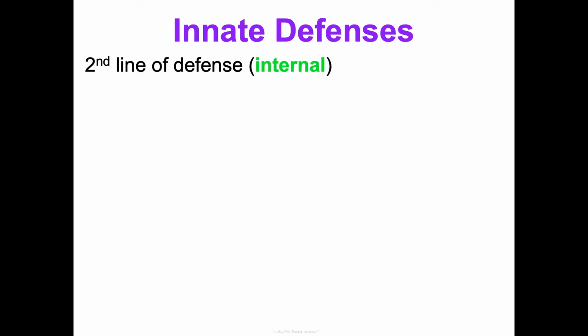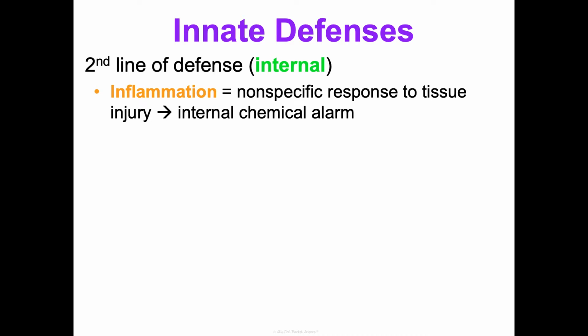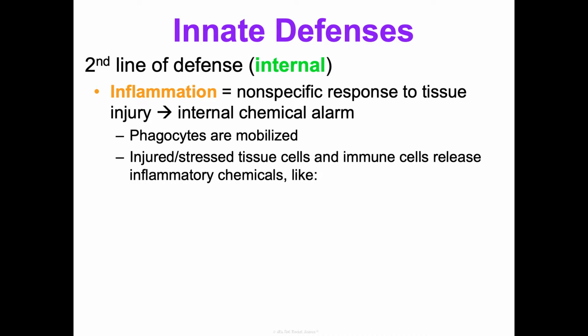All right, the last part of innate defense I want to talk about is inflammation. Again, all these are non-specific responses to an issue or an injured tissue. It's basically like sounding an internal chemical alarm in your body. It mobilizes phagocytes to go and eat up any pathogens. The injured and stressed tissue cells and immune cells in the area will release inflammatory chemicals, and those are what cause the inflammation.